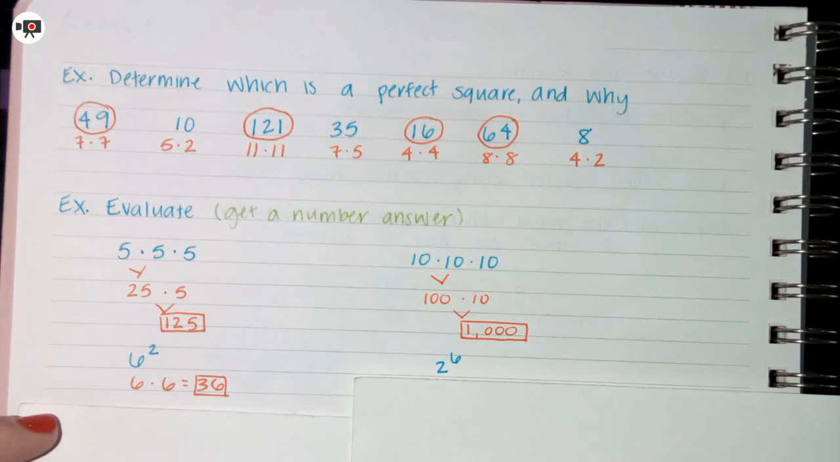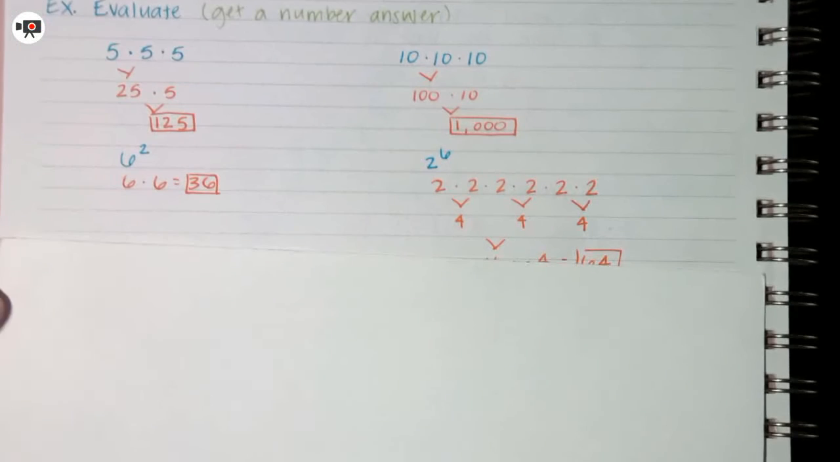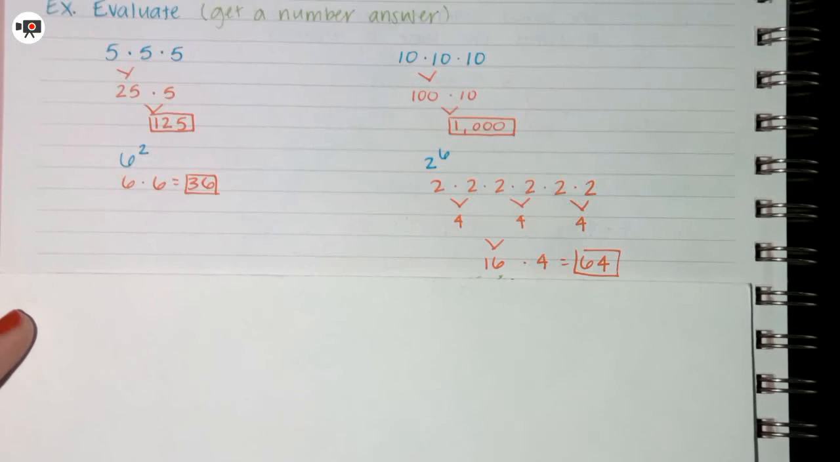6 squared is 36. 2 to the 6th. We're going to get 4 times 4 times 4, then 16 times 4, which is 64.